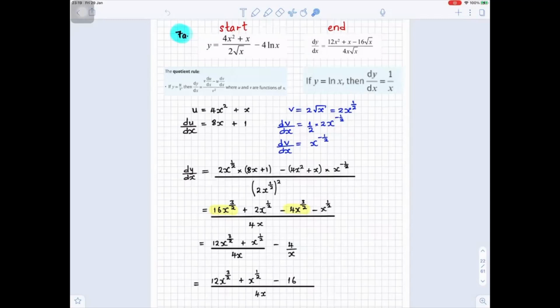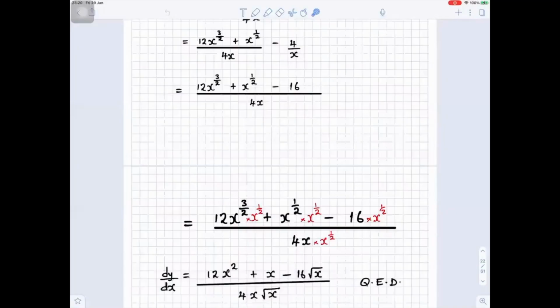Now you can put these two fractions together as 1. With a common denominator of 4x, you will get 12x to the power 3 over 2 plus x to the 1 over 2 minus 16 over 4x. So now that is our answer, but we want to change it to look like what it says in the question. So what can we do?